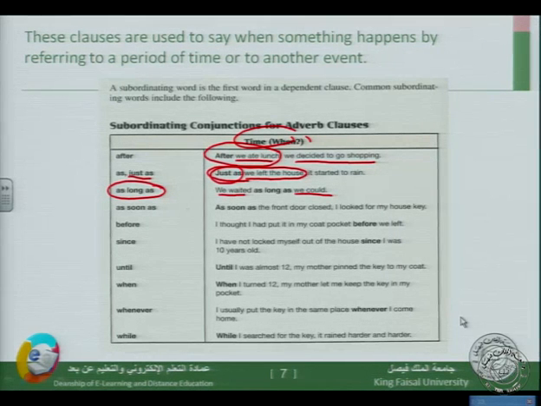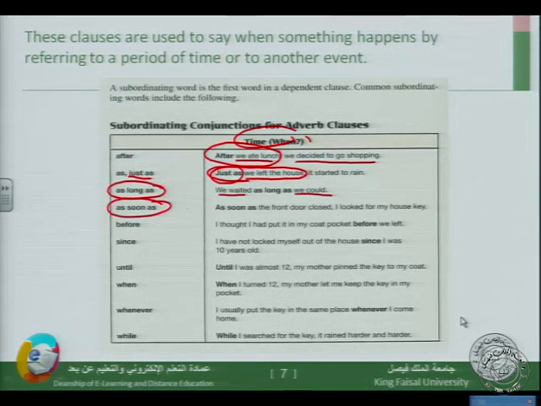As soon as the front door closed, I looked for my house key. Okay, ask the question now. Your question should be like this: When did you look for your house key? The answer is as soon as the front door closed.